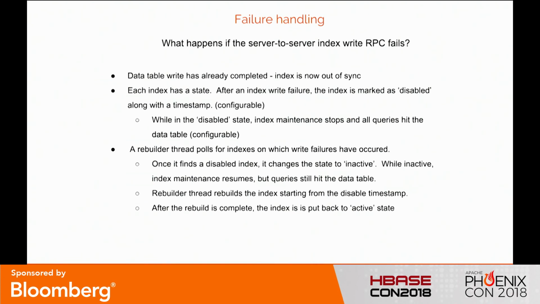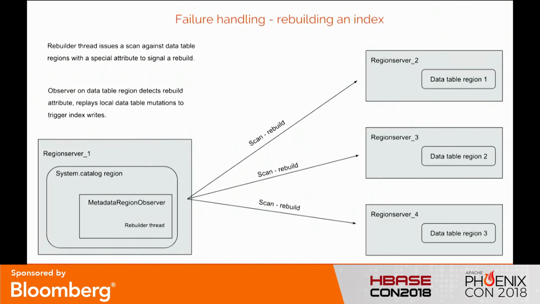Then what you do is backfill the time between when your index got disabled and when it became inactive. That's what the rebuilder does. It replays the mutations in that time period, and then it marks the index back to active. So, a quick example of how that happens.